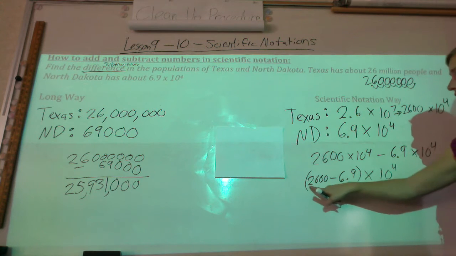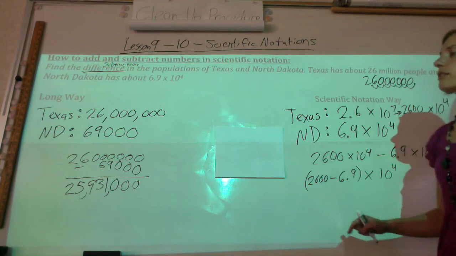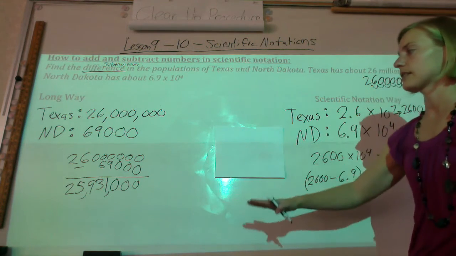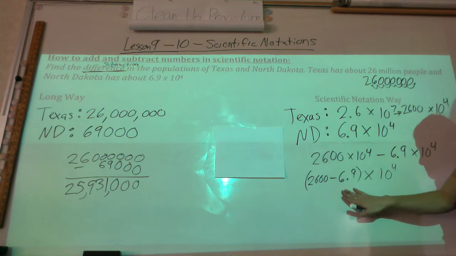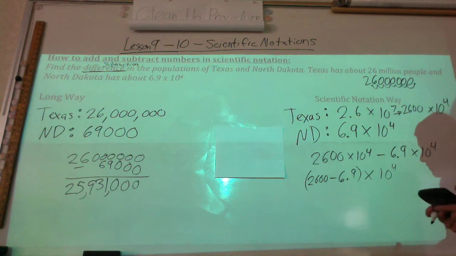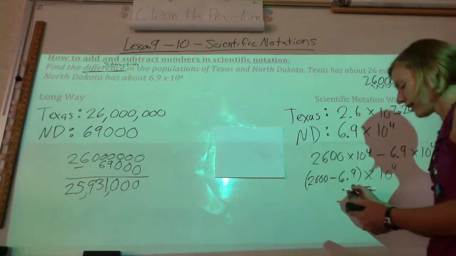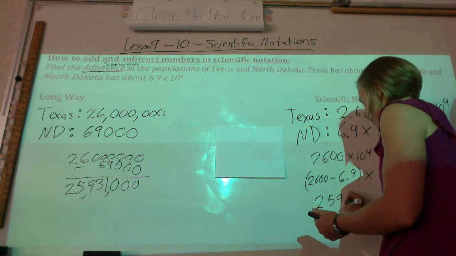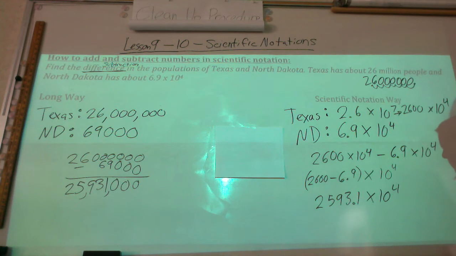Okay? Now we can actually just do these numbers. So now instead of doing the whole subtraction of 26 million and 69,000, we only need to subtract 2,600 minus 6.9. Okay? So I'm still going to cheat and use my calculator, but again, the long way of doing this would be much simpler. So that ends up being 2593.1 times 10 to the 4. Okay? And take a look. That's the same thing we got over there.